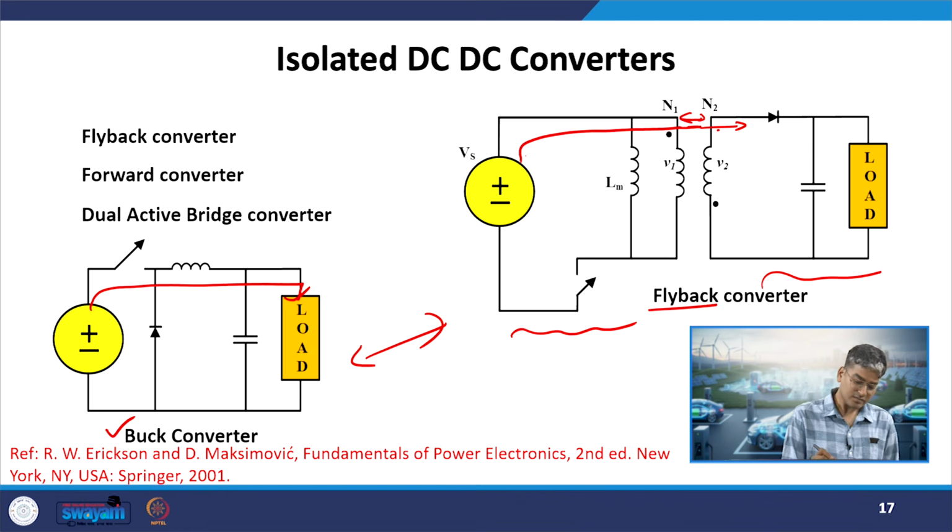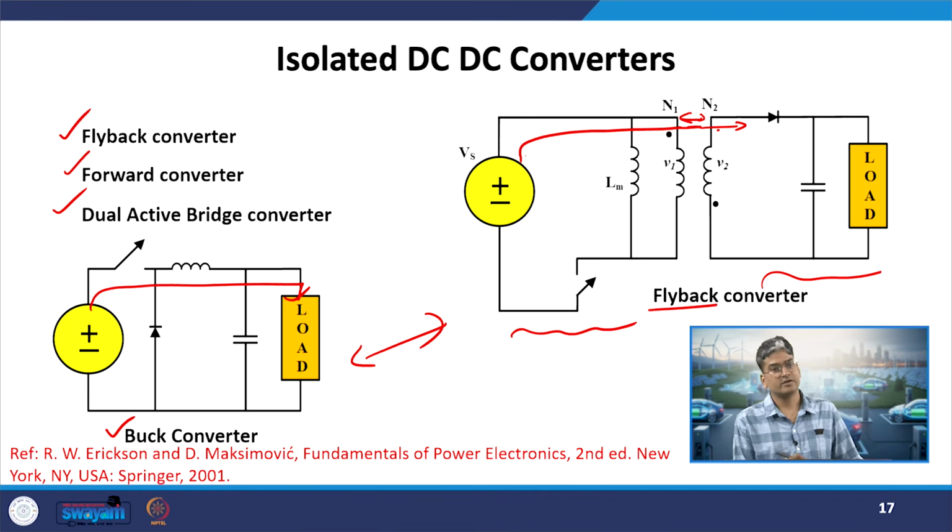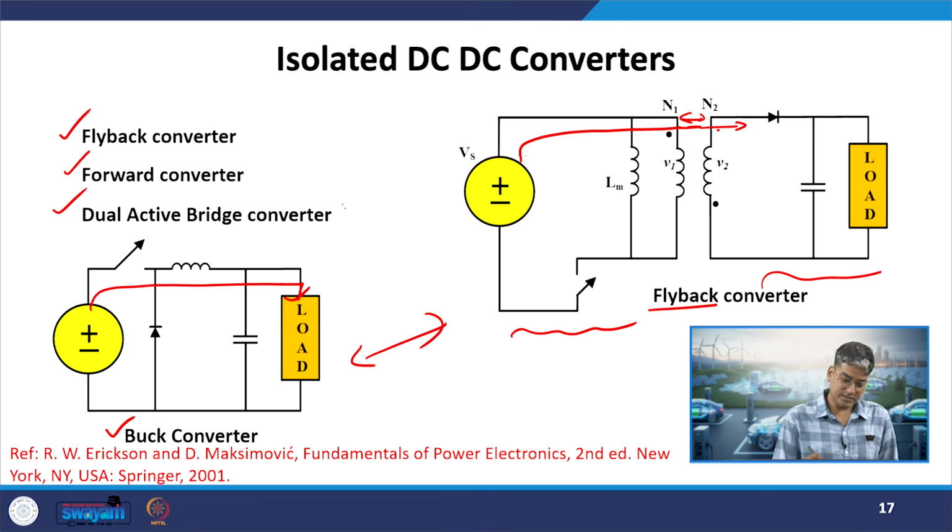Now, what are the examples of isolated DC to DC converters which we will be covering in this lecture? Flyback, forward and dual active bridge. In between, we have push-pull and full bridge converters, which we will not be covering because of the limited time. So we will be seeing these three types of isolated DC converter in this lecture series.